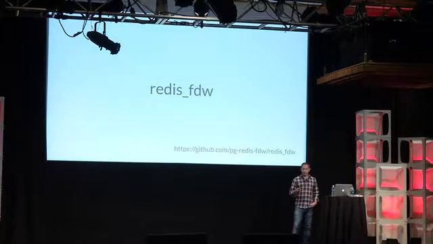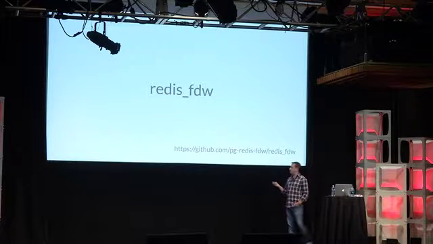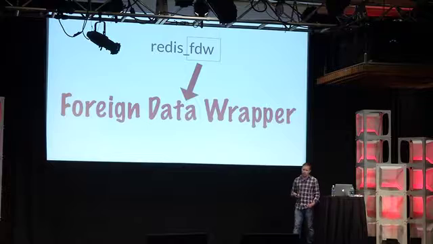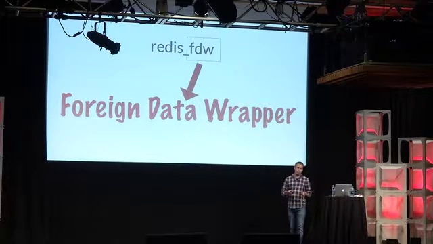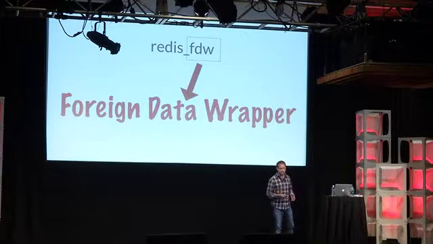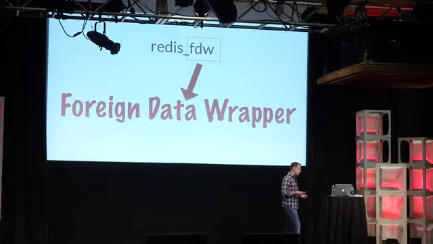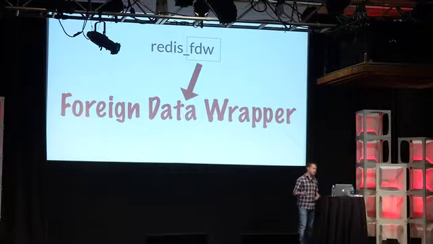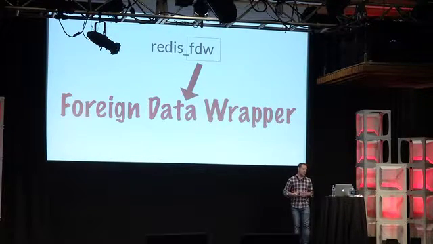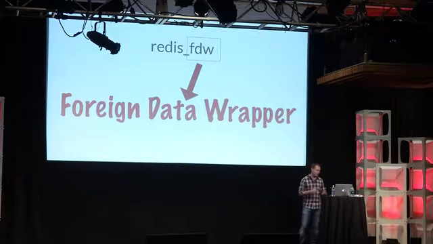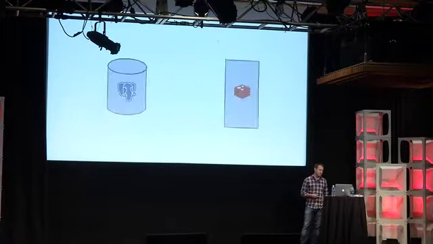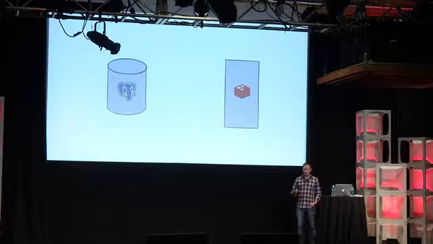So today I actually want to talk to you about this, the Redis FDW. For those that don't know, the FDW part of this is the foreign data wrapper mechanism within Postgres. Postgres has this ability to talk to other servers and services that exist outside of its own realm and instance. So how does this work?